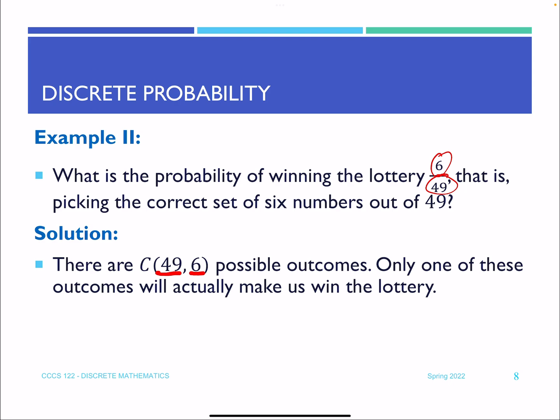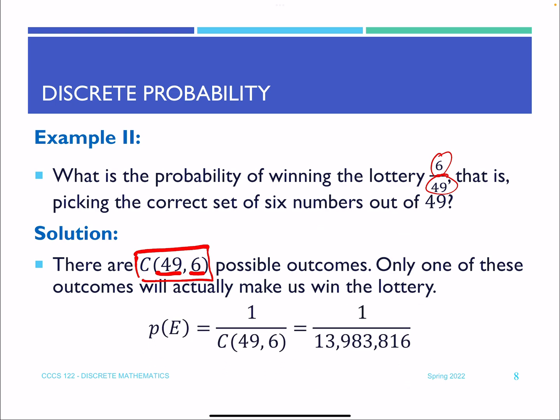Now, out of all the possibilities, only one will make you win the lottery. We already know how to find this. This is basically a problem in which we do not care about the order of things. We just care how many different ways we can select 6 items out of 49. How many possible combinations are there? And the event of winning consists of only one right combination. So the hard part is finding all the possible ways of picking 6 out of 49.